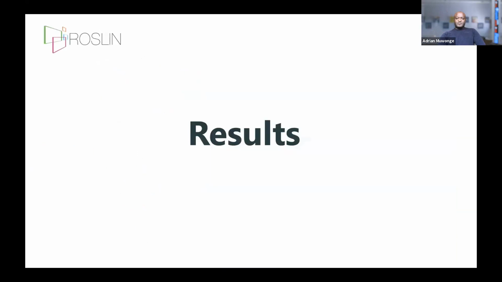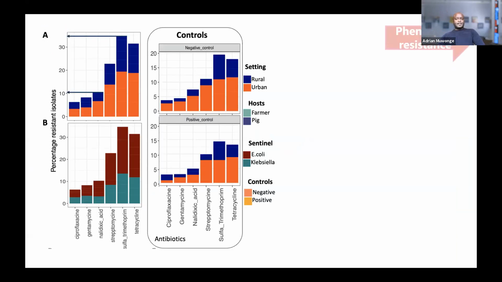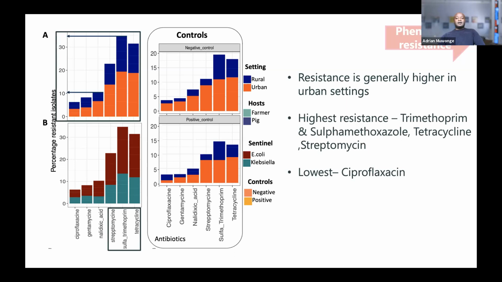So let's start off with the phenotypic resistance as the result. The phenotypic resistance here, on the x-axis, we have the 6 antibiotics that we profiled against, and on the y-axis is the percentage of isolates that were resistant. As you can see, the resistance is highest for trimethoprim, tetracycline, and streptomycin. And generally, the resistance was higher in urban compared to rural settings. The lowest resistance was seen for ciprofloxacin.